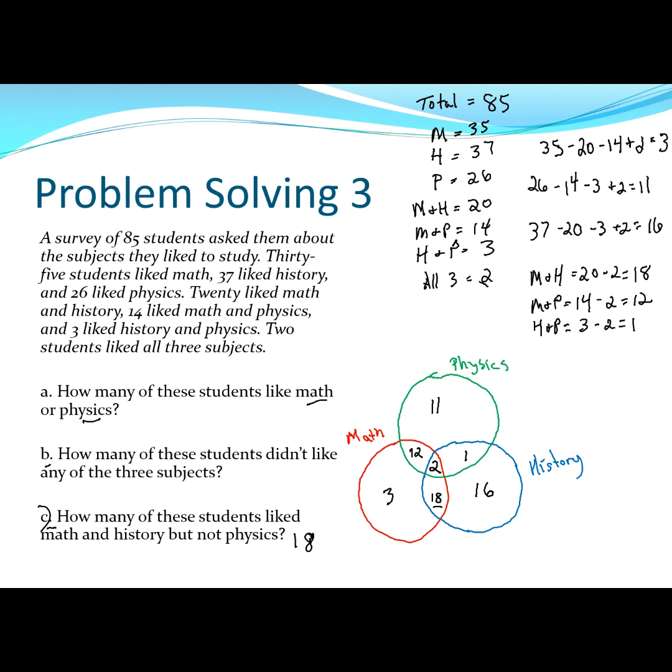All right, but letter B, how many of these students didn't like any of the 3 subjects? Now we need to actually add these all up together. So I'm going to just take out my calculator, make it easy. We had a total of 85 students. And let's add these numbers together. So we have 11 plus 12 plus 3 plus 3 plus 18 plus 16.